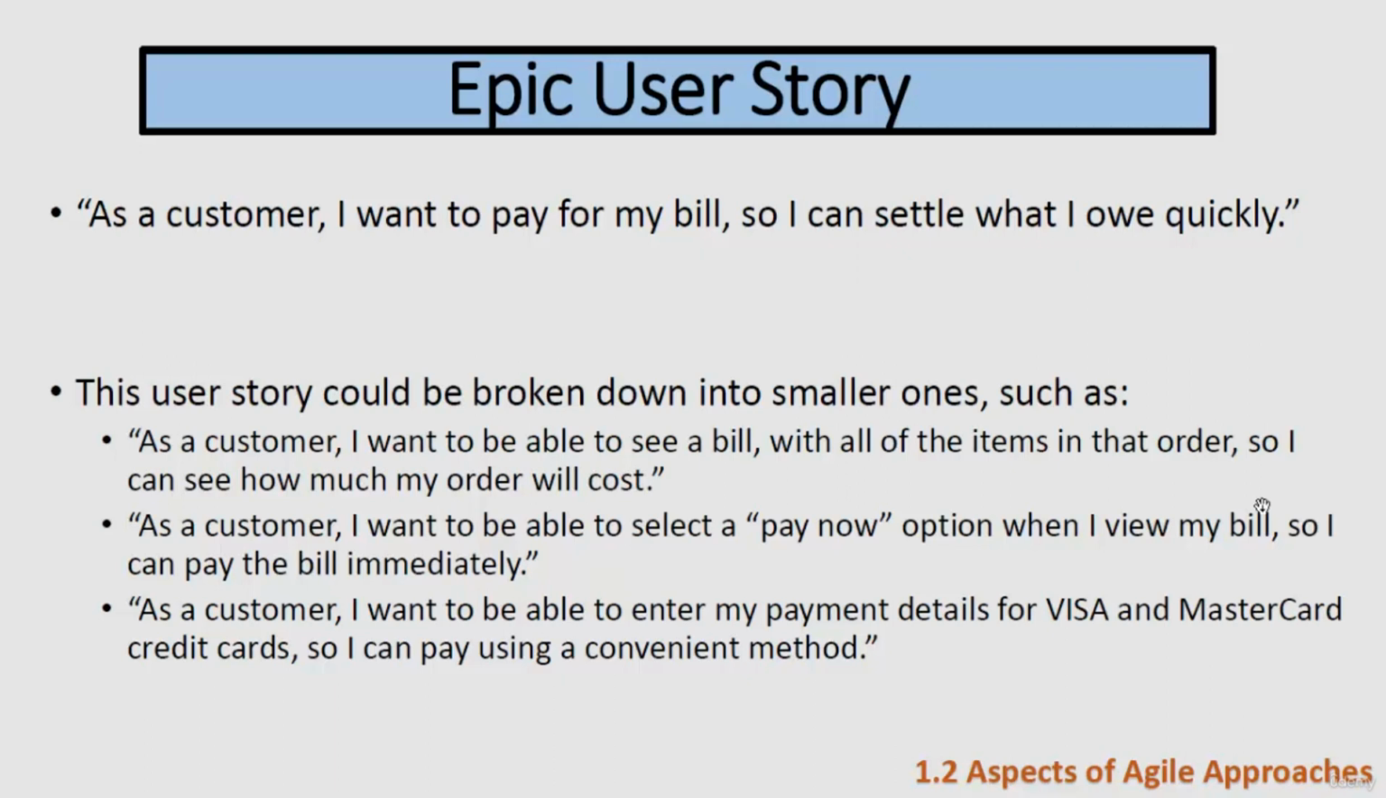So we can break this epic into 3 small user stories. For example, as a customer, I want to be able to see a bill with all of the items in the order of it so I can see how much my order will cost.